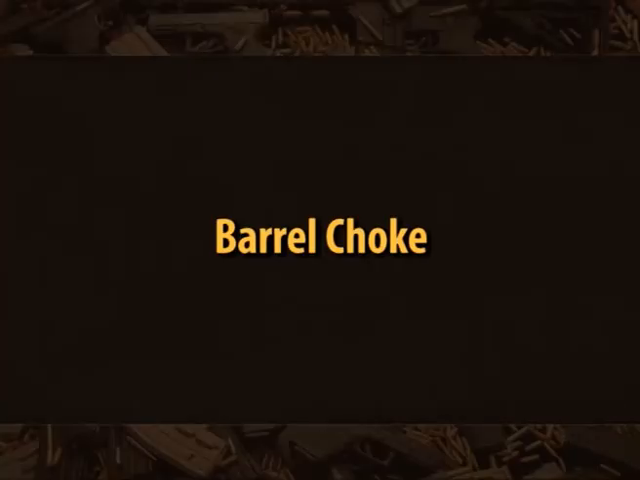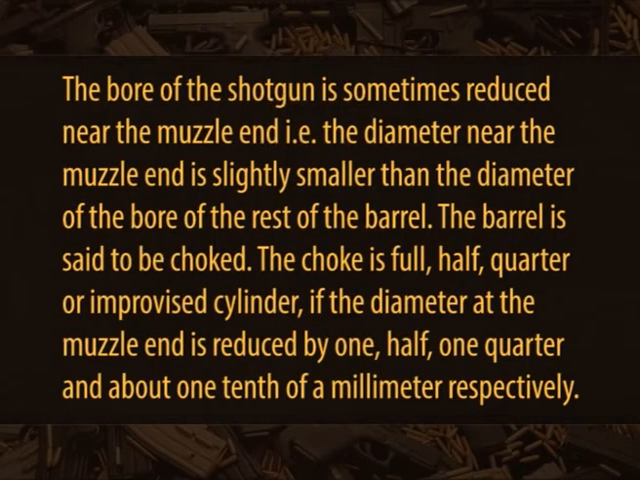Then comes the barrel choke. When the diameter of a barrel of a shotgun is the same throughout the barrel bore, it is called a true cylinder. The bore of the shotgun is sometimes reduced near the muzzle end, that is, the diameter near the muzzle is slightly smaller than the diameter of the bore of the rest of the barrel. The barrel is then said to be choked. The choke may be half, full, quarter or improved cylinder if the diameter at the muzzle end is reduced by 1/2, 1/4 and about 1/10 of a millimeter respectively.